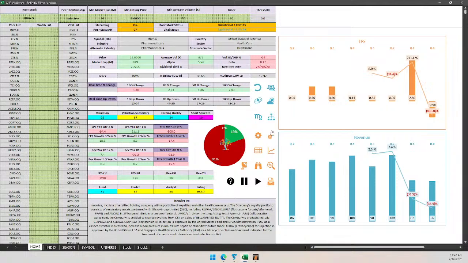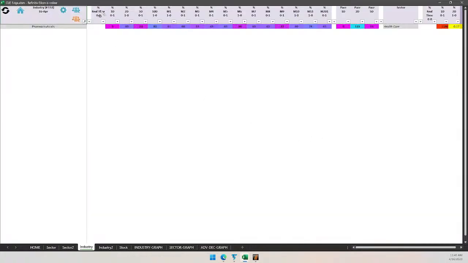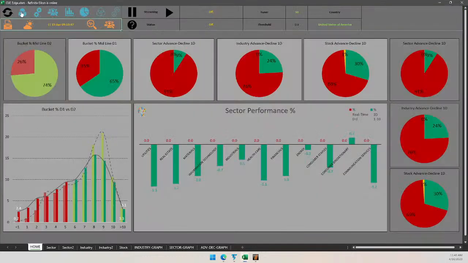If we look at the industry score, you can see on Friday it is very weak, but on Thursday it was stronger. I bought it on Thursday.